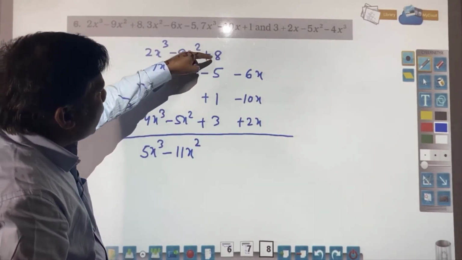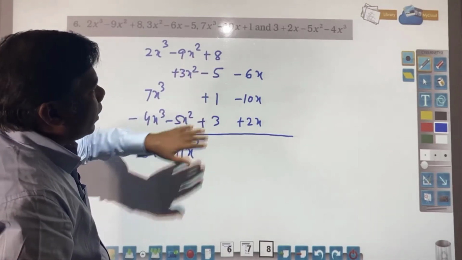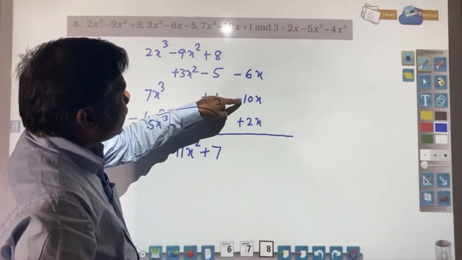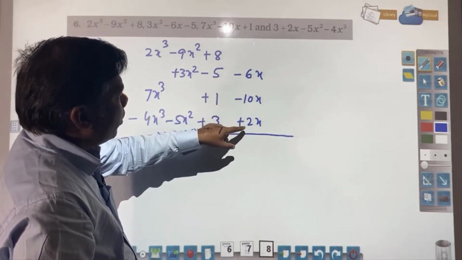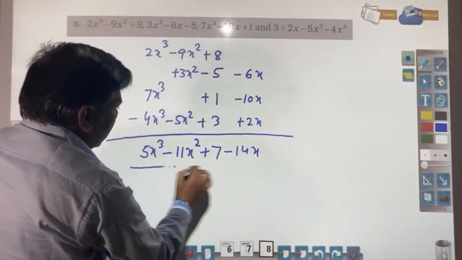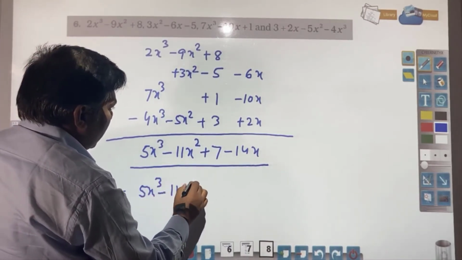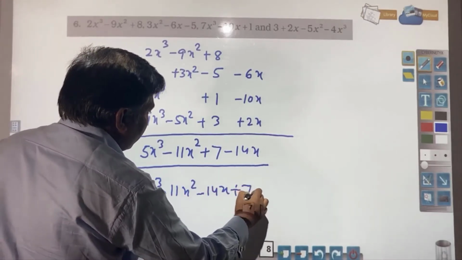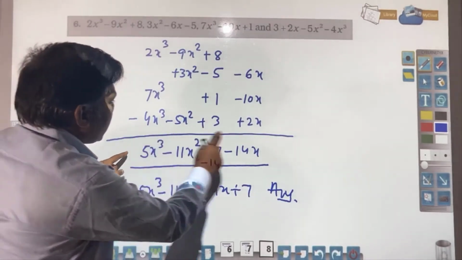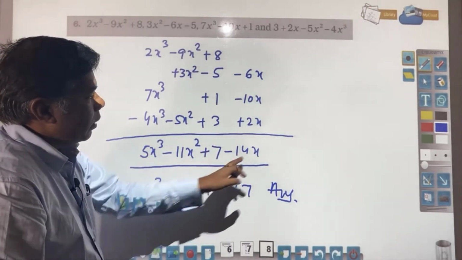Now here you see, like signs you add together: 8 and 1 is 9, 9 and 3 is 12, then you subtract 5, so you will get 7. And this will be minus 10 and minus 6 is 16, minus 2 is 14, so minus 14x. So in proper order you write. Your answer will be 5x cube minus 11x square minus 14x plus 7, and this will be your answer. So while writing this, the order should be kept in proper way so that this will come automatically here itself.